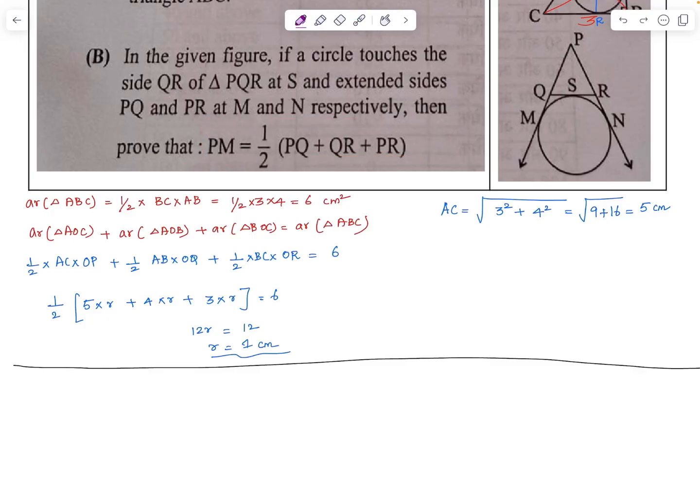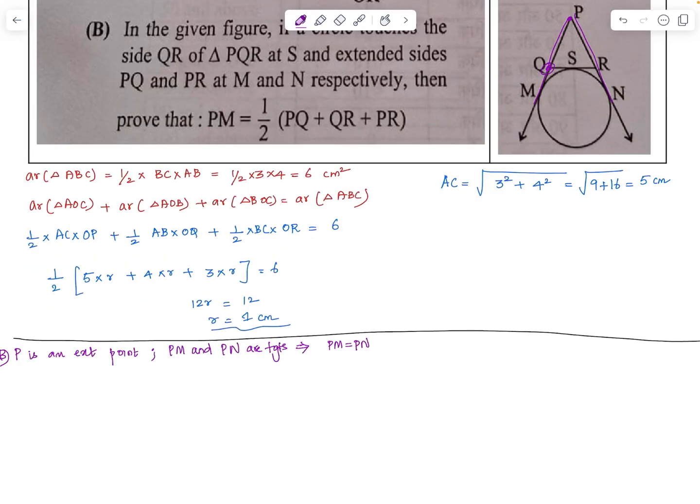Let's observe the diagram. P is a point external to this circle. PM and PN are the tangents from P to this circle. So PM is equal to PN. Q is also an external point to this circle. QS and QM are two tangents. So QM and QS are equal in measure. R is also an external point to this circle. RS and RN are two tangents to this circle. Therefore, RS and RN are equal in measure.